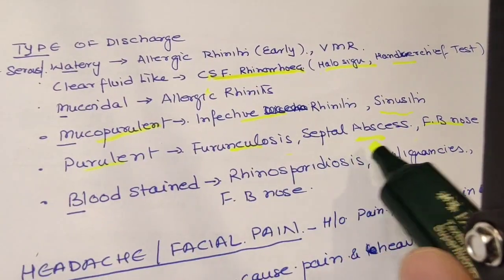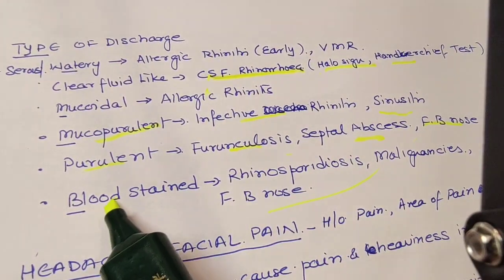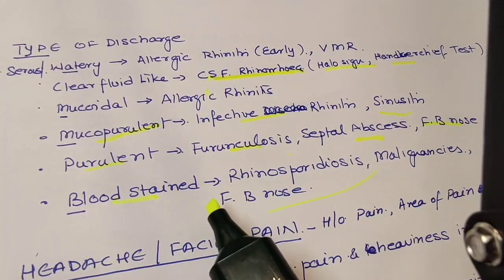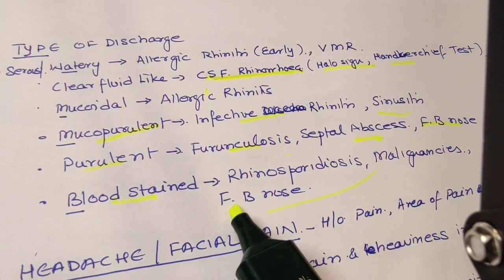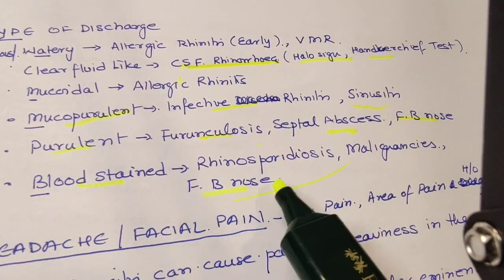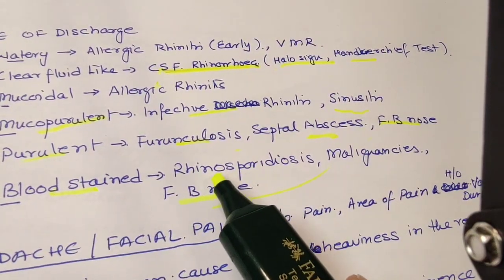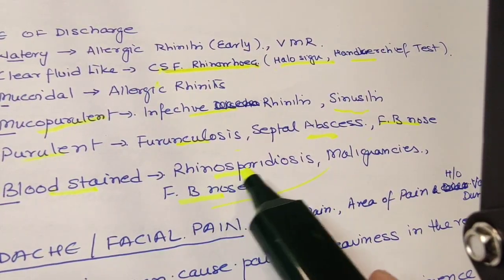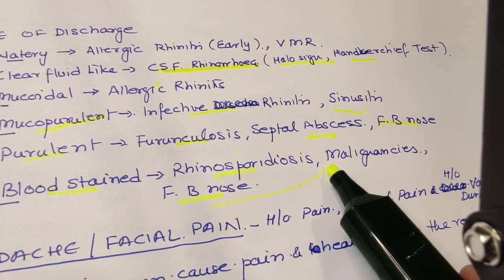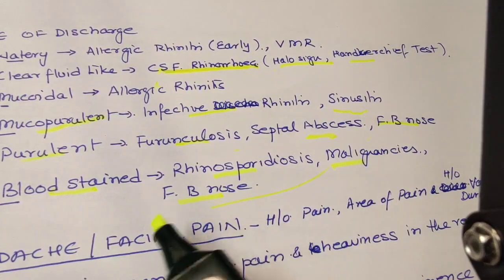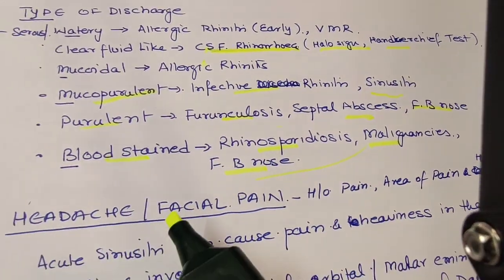And then you have to specifically ask for the history, whether the blood stain is there in the discharge or not, because you can suspect a foreign body or maybe some granulomatous lesion in the nose like rhinosporidiosis, or in an elderly patient if you are suspecting a malignancy, then the discharge will be blood stained. Okay.